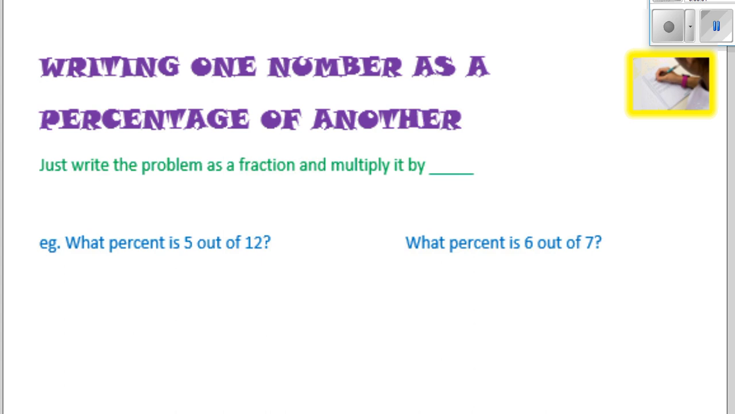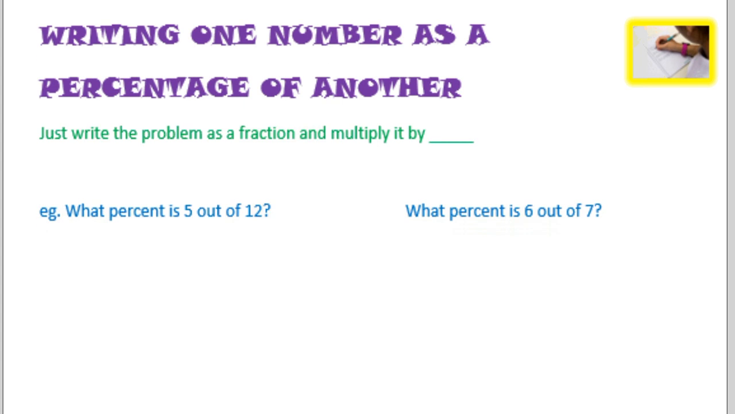And here's the next lesson on writing one number as a percentage of another. Alright, so nice little short lesson. So just write the problem as a fraction. So it might be a word problem like this.